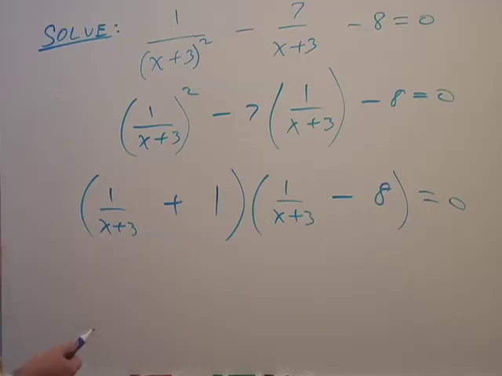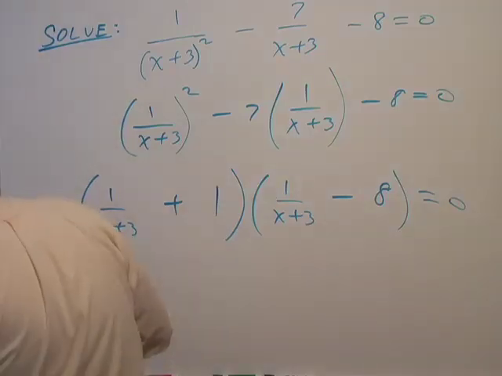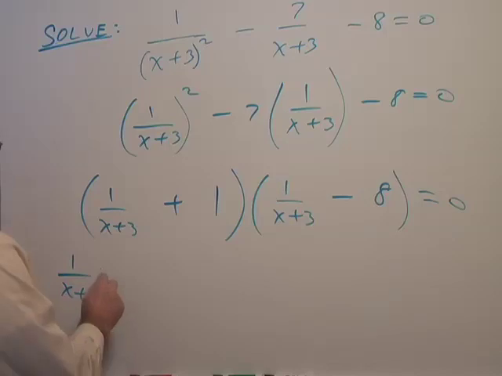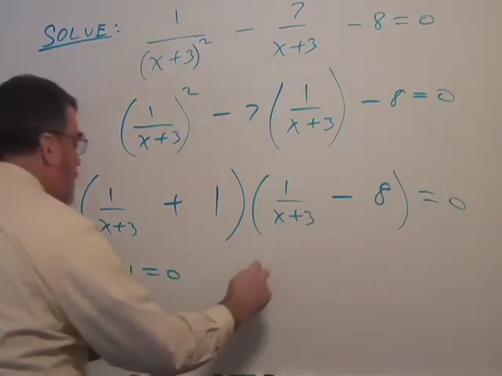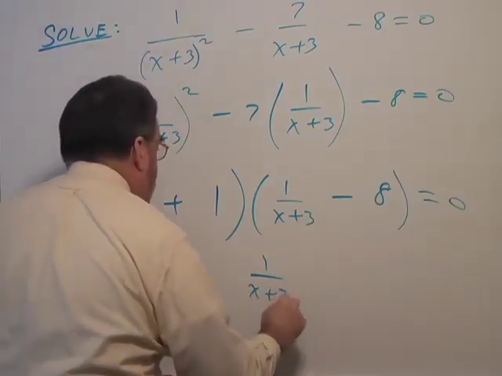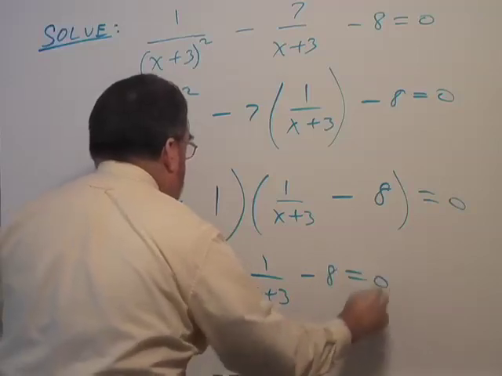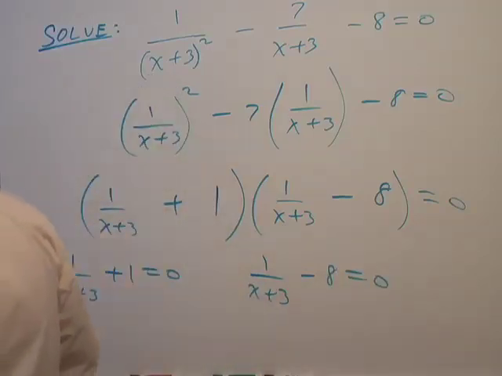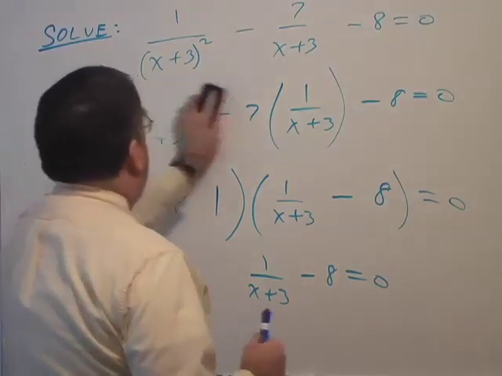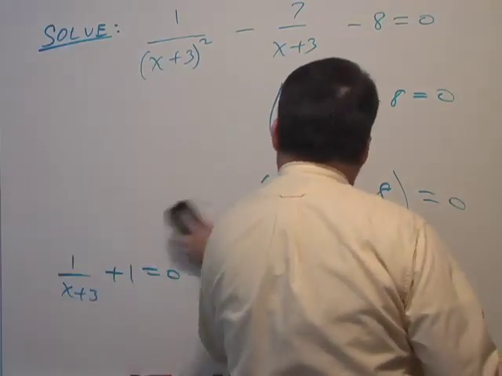So we set each factor equal to 0. 1 over x plus 3 plus 1 equals 0. And 1 over x plus 3 minus 8 equals 0. So now we have two little equations to solve. And I'm going to need some room here, so I'm going to erase off the middle part in order to have that room.